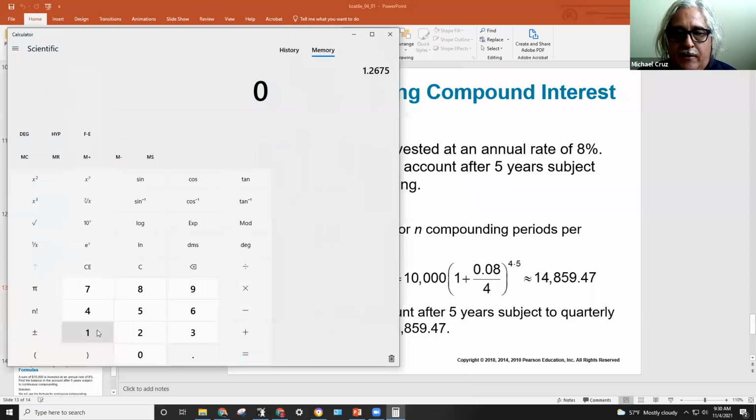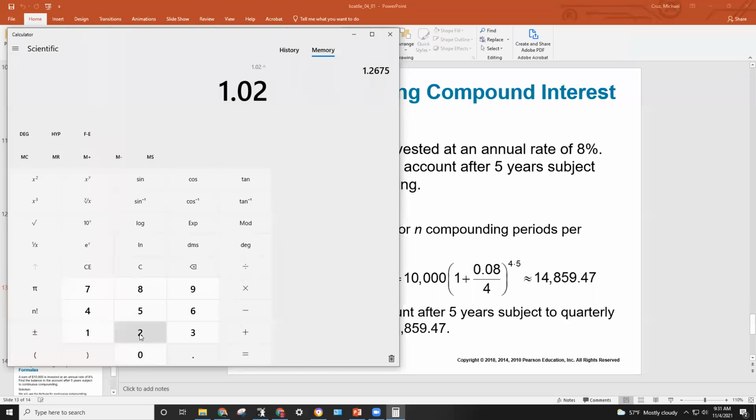All right, so we got 10. Let's do the inside first because that's going to be easier that way. I'll tell you what, let's work on our way out. So 0.08 divided by 4. All right, so that's 0.02 plus 1. So 1.02, and we want the y to the 20, 4 times 5.